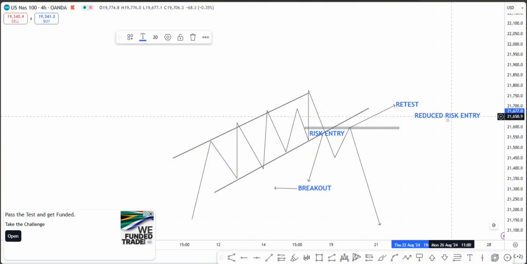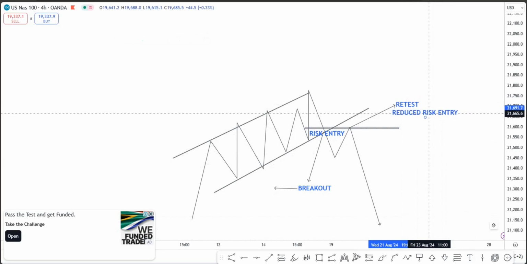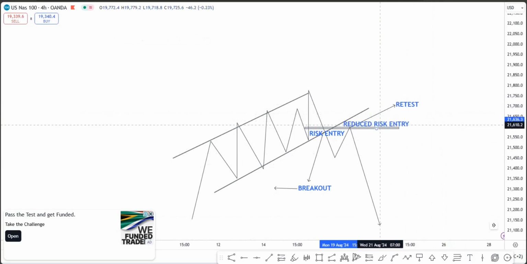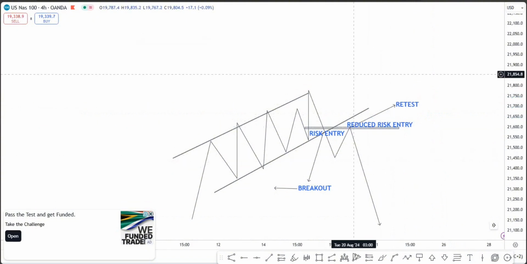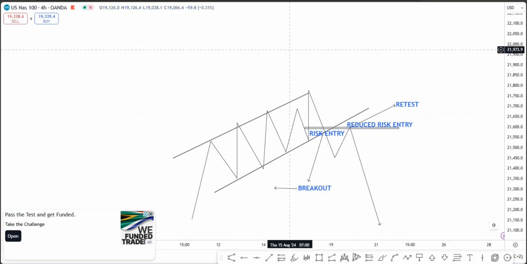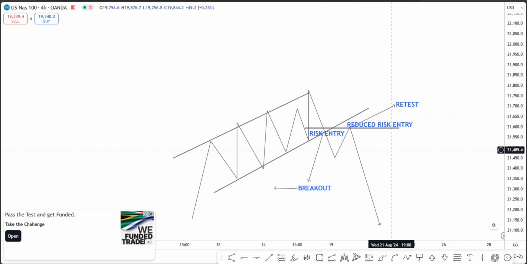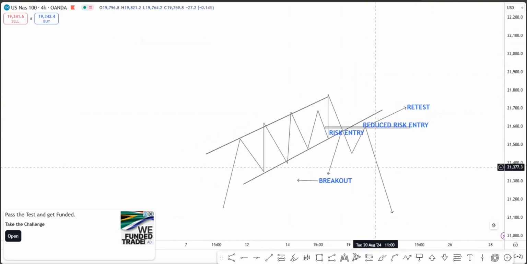See, so you taking sells here, you can call it the reduced risk entry. That one is proper. So these are types of entries, guys. This one is perfect. I hope you guys do understand this one.